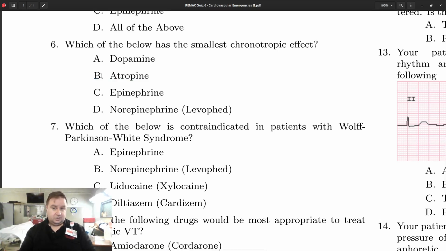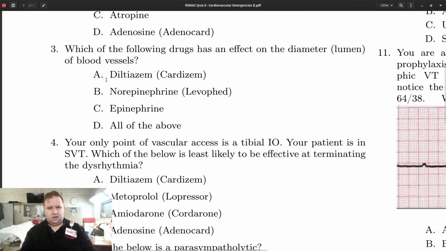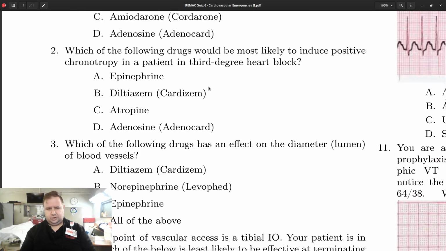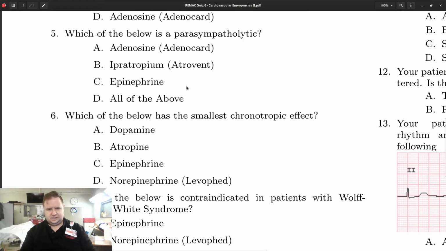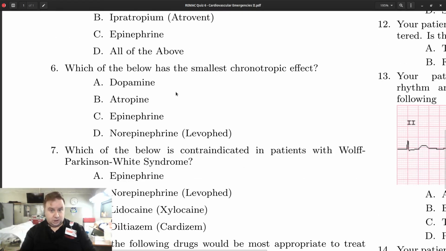And the idea is to increase the heart rate by blocking vagus nerve tone. So yeah, atropine as well does have a strong chronotropic effect, except in that one case we saw above, where the patient's in third-degree heart block. But unless that specific case is brought up and they're just asking about the general case, atropine does have chronotropy.